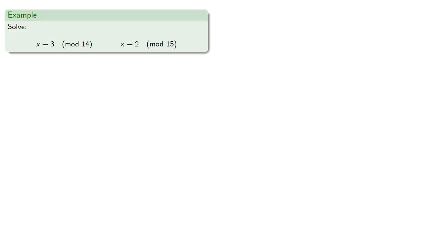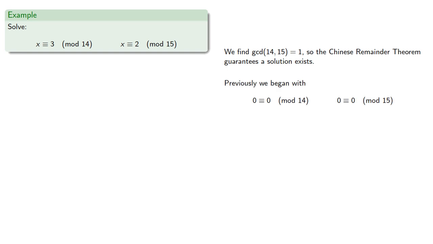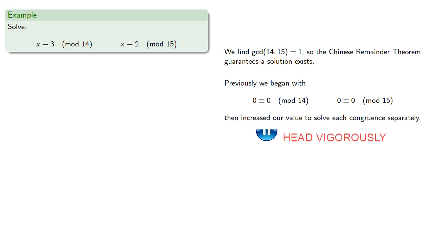So let's consider a simple problem where we have two congruences. We find the greatest common divisor of our two moduli is 1, so the Chinese remainder theorem guarantees a solution exists. Now, previously we started with 0 congruent to 0 mod who cares what, then increased our value to solve each congruence separately.